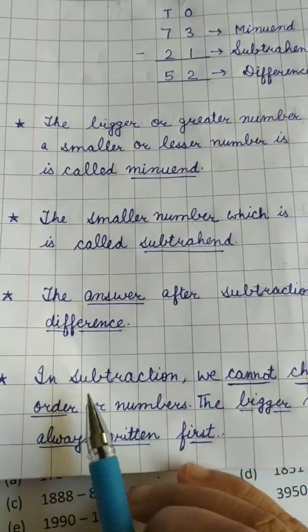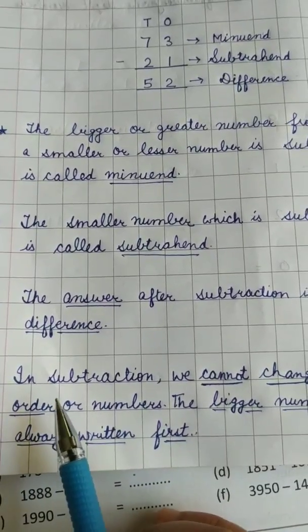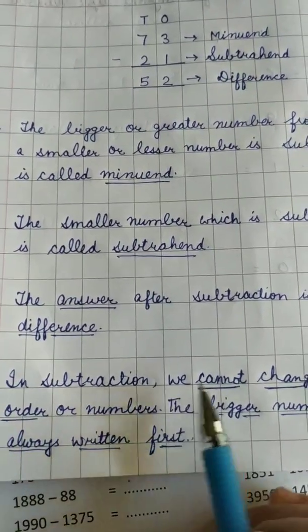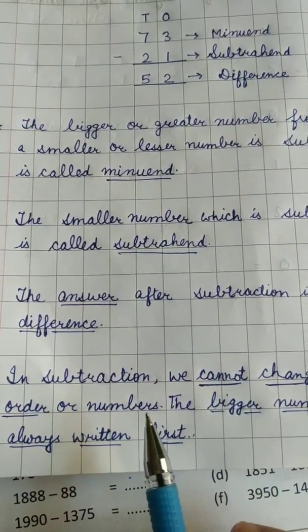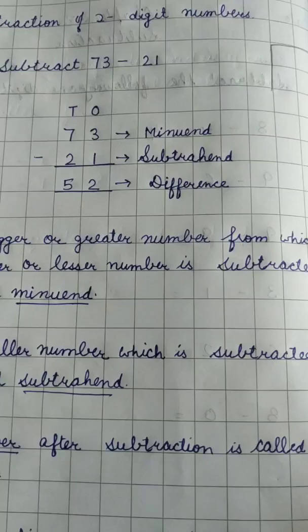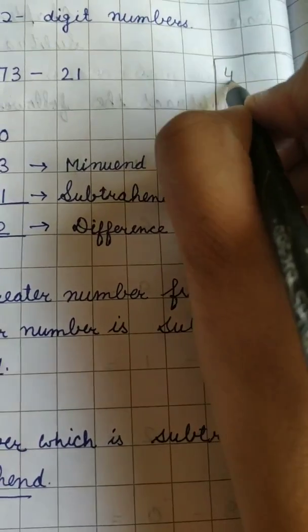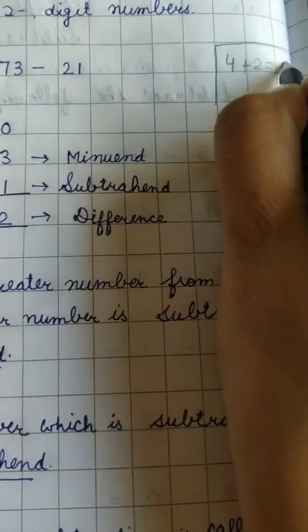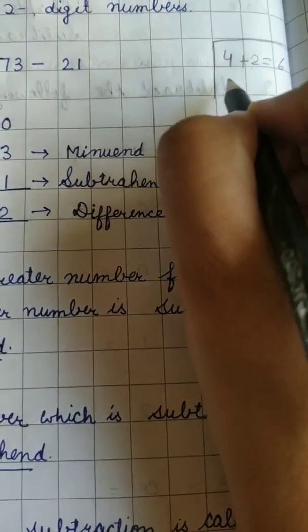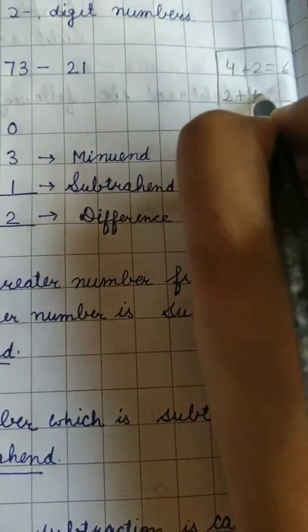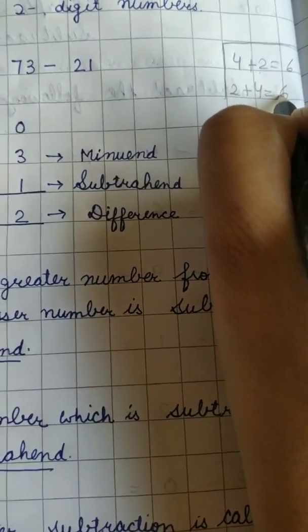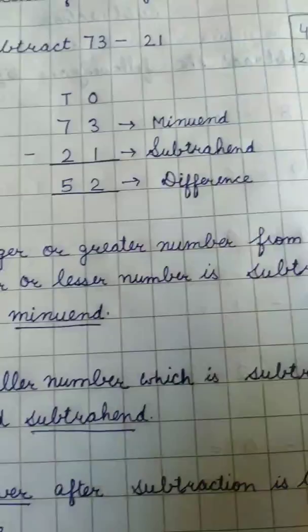Now here we have one more thing, that the order of the numbers does not change. We cannot change the order of the numbers in subtraction as we were doing in addition. Like suppose we are having 4 plus 2. The answer is 6. But when I write 2 first and 4 later, then also the answer will be 6. But it is not the case with subtraction.